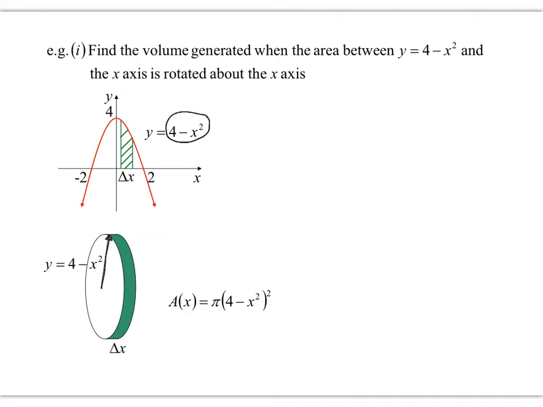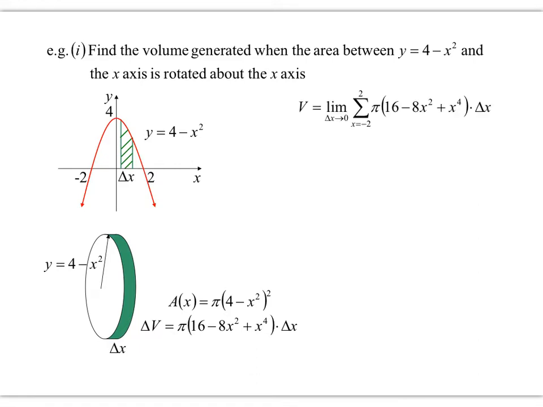So there's our equation. So pi times y squared, pi times, and then whatever y is, so 4 take away x squared, square that. The volume is going to be pi y squared times dx, or delta x. This expression here has just been squared. So the volume is going from -2 up to +2.